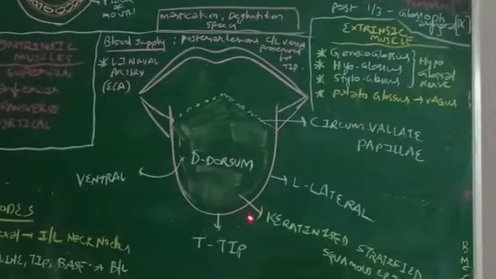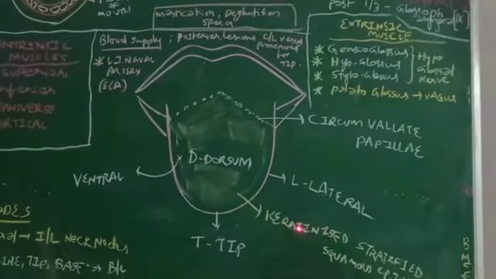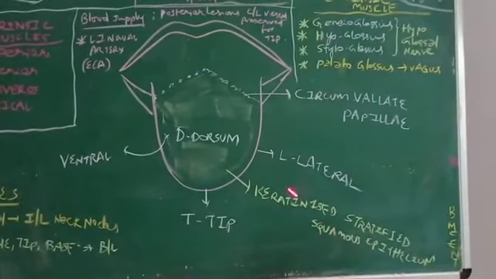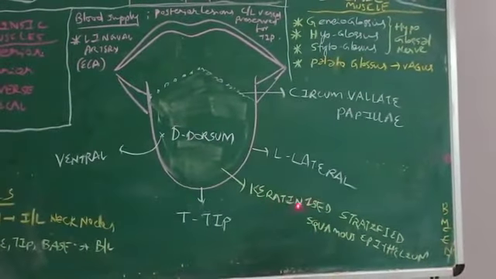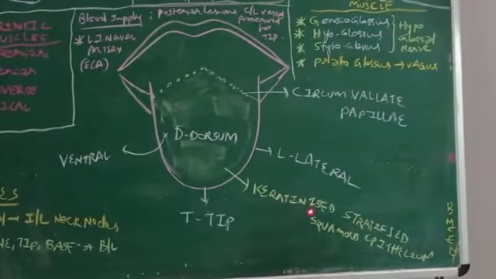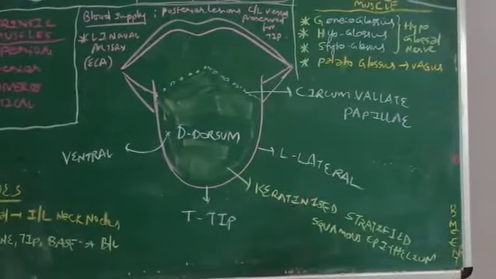So the dorsum is covered by keratinized stratified squamous epithelium with various taste buds. It is very heavily keratinized for taking the masticatory load.